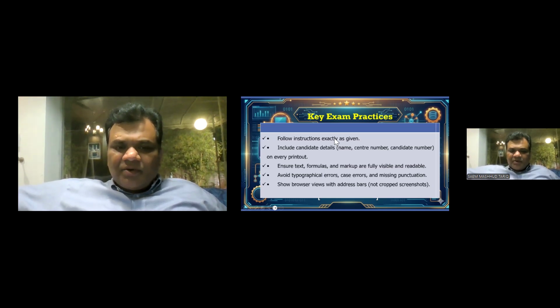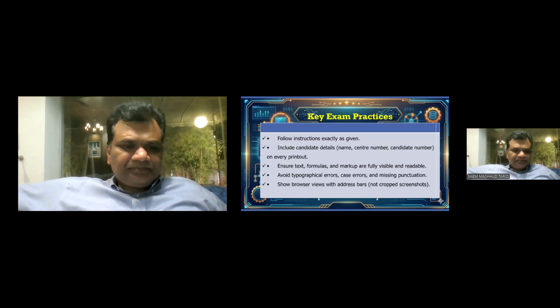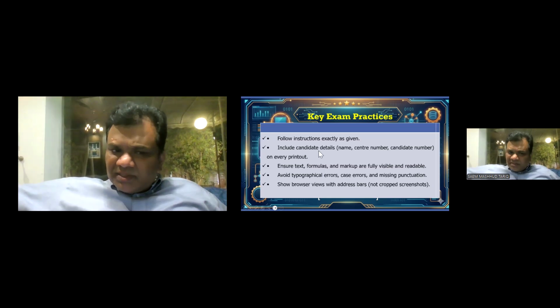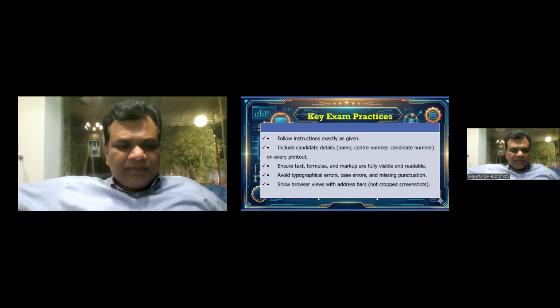At times we somehow ignore the scenario, especially in italic. Read it very carefully. Some key points are there in that one paragraph that you have for spreadsheets. Just read it. There might be an answer over there. Include candidate details, obviously. Make sure every printout has it. Do not write with the pen. It will not be considered.